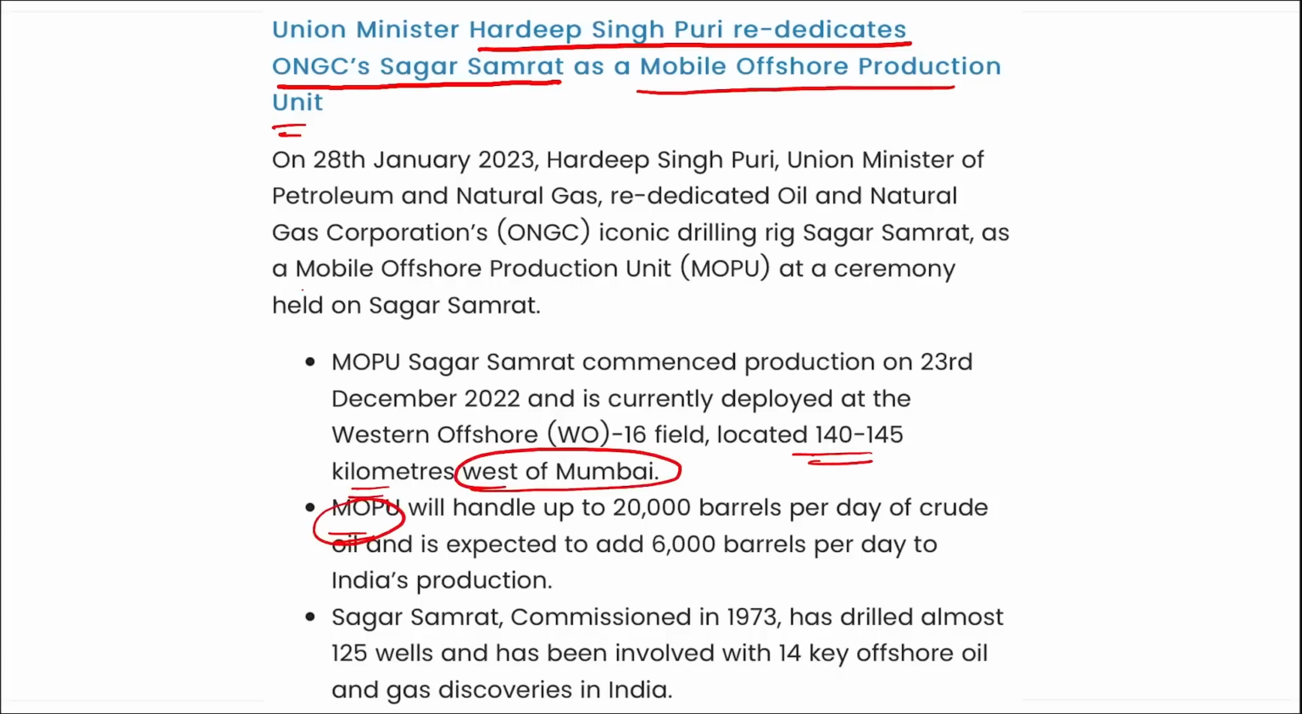This MOPU, that is your mobile offshore production unit, will handle up to 20,000 barrels per day of crude oil, and it is expected to add 6,000 barrels per day to India's production. Sagar Samrat, commissioned in 1973, has drilled almost 125 wells and has been involved with 14 key offshore oil and gas discoveries in India. Alright, so coming back, remember, Union Minister Hardeep Singh Puri has rededicated the ONGC Sagar Samrat as a MOPU, that is Mobile Offshore Production Unit, at a ceremony that was held on Sagar Samrat itself.